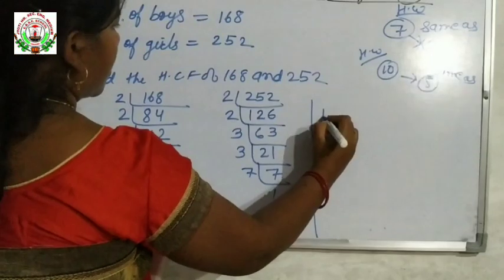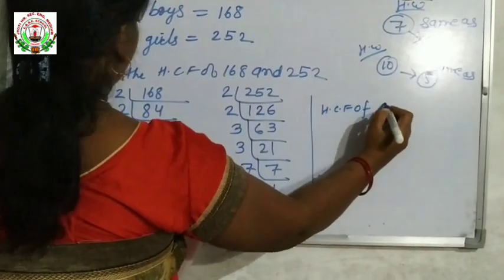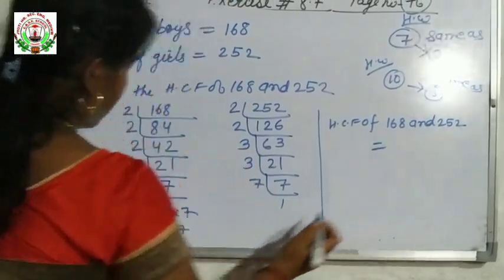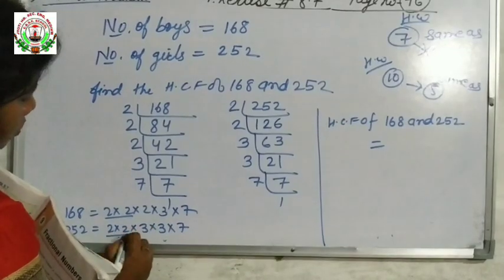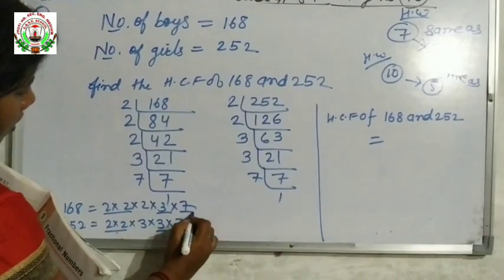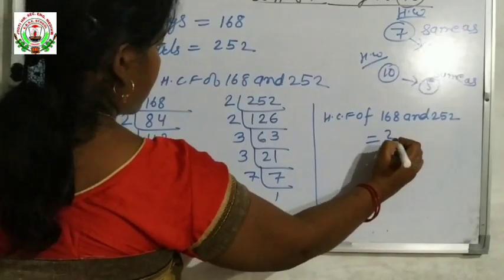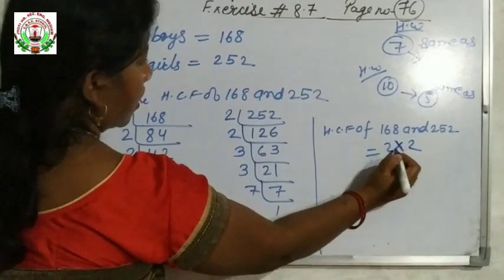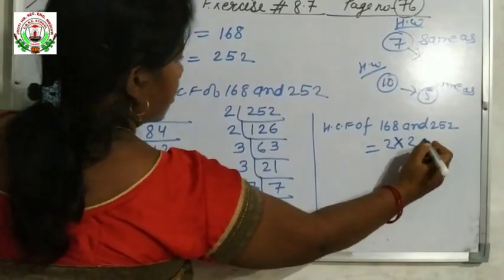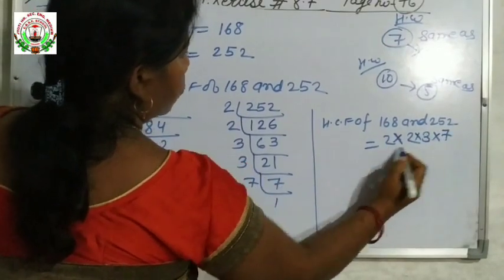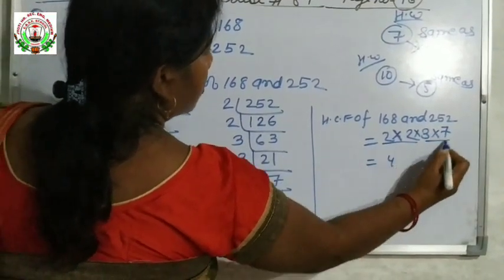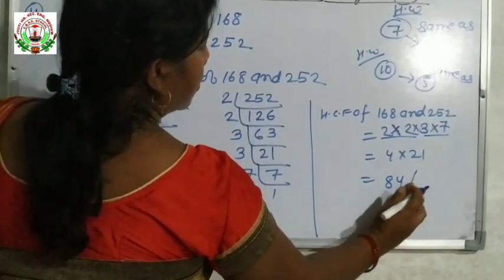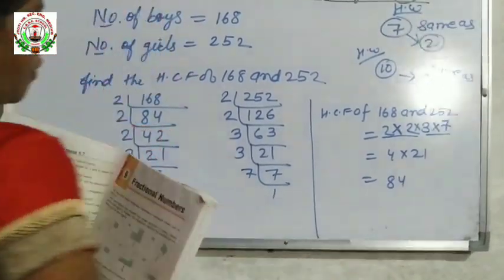Now here we will write the HCF of 168 and 252 is equal to. Now which numbers are common here? 2 times 2, 1 time 3 and 1 time 7. So here we will write 2 times 2 in both numbers, 1 time 2, then again 1 time 2. Then next 3 is common and then 7 is common. Now multiply it. 2 twos are 4, 3 sevens are 21, 4 ones are 4, 4 twos are 8, so 84. So 84 is the HCF of the given numbers.